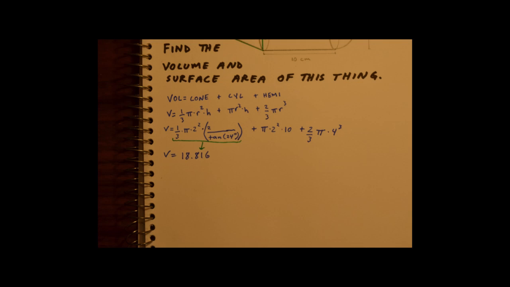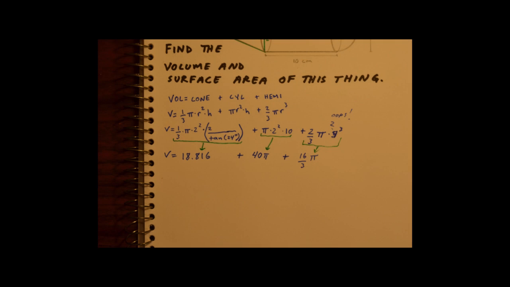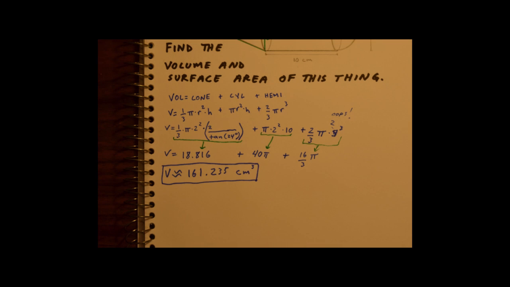So the volume of the cone is about 18.816. Add the cylinder, which is 40 pi, plus the hemisphere, I made a little mistake there, should be 16 over 3 times pi. You add those three together and you get about 161.235 cubic centimeters. So there's the volume.